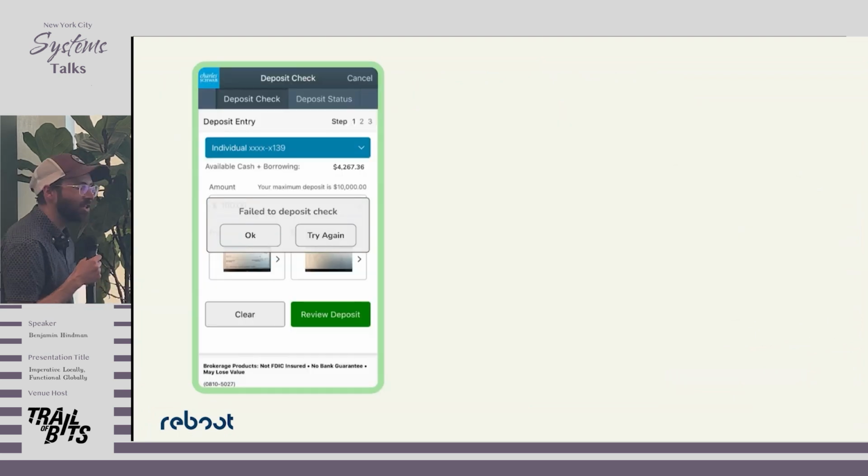Okay, and these are real bugs. We see these things all the time. I have a habit of trying to take screenshots when they occur. This is me actually trying to deposit a check. I got a "failed to deposit check, okay, or try again." Naturally, I clicked try again.